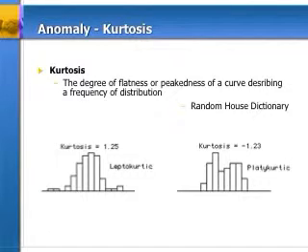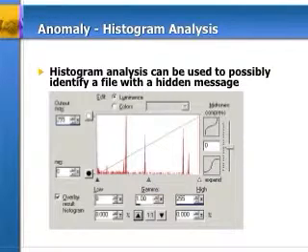Kurtosis is basically the degree of flatness or peakedness of a curve describing a frequency distribution. Basically on this one, you're looking at a file before and after, and changes in that file format and how it's been distributed amongst the file itself. And it could actually be in a hard drive, it could be in a partition. So you use it a lot in analysis of partitions.